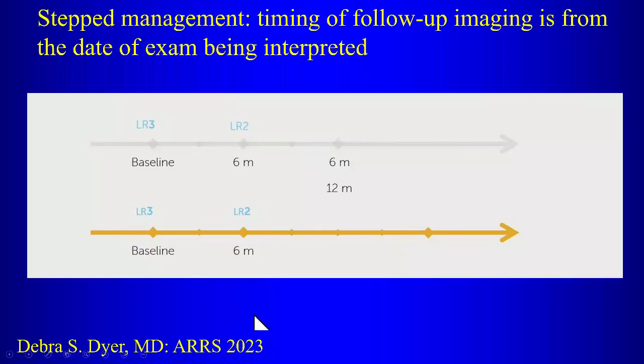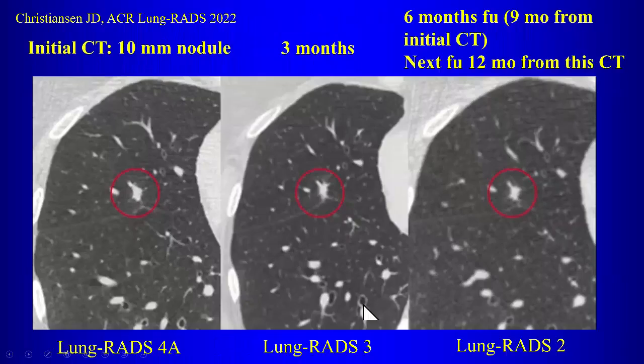Should their next follow-up be a year from this scan, or a year from this scan? Well, it's going to be a year from this scan. Lung-RADS 2, follow-up is in a year, and it's a follow-up from the most recent scan that you've done. So this was confusing in the old scoring system. Now they've clarified that the follow-up is from the most recent scan that is interpreted.